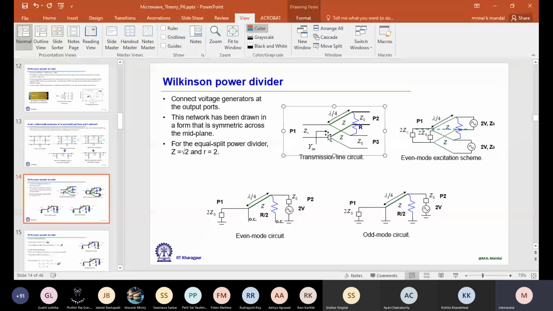This is the original circuit represented by transmission line sections. From the input side, it is given by YIN, and the port impedance is Z0. From the output side, again the port impedance is Z0, and in between we have a transmission line section of length λ/4 with characteristic impedance, let's say, Z. We need to find out what the value of Z and the value of R should be, and we are going to solve that using even odd mode analysis. To do that, we first have to find a plane of symmetry.